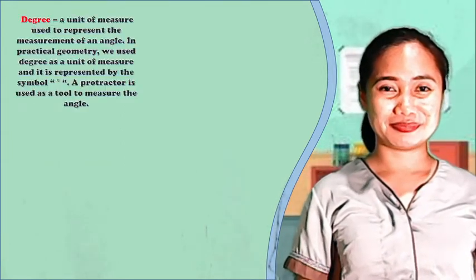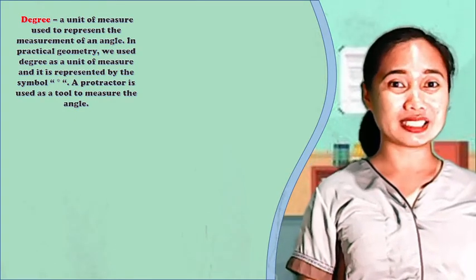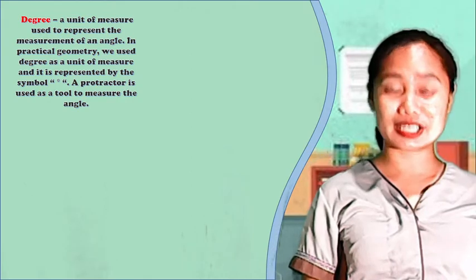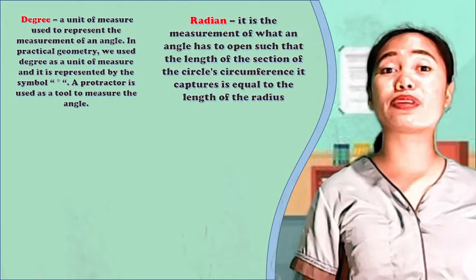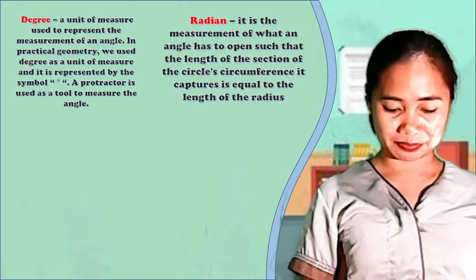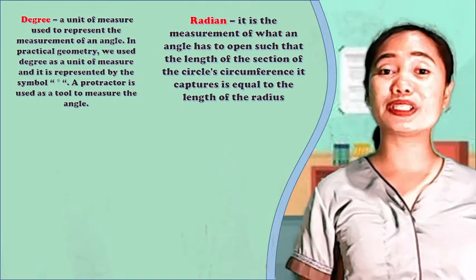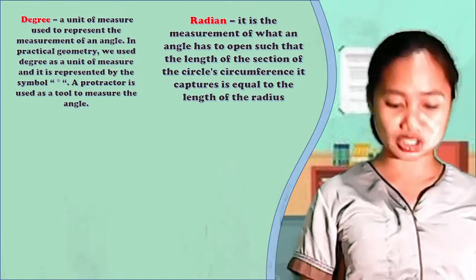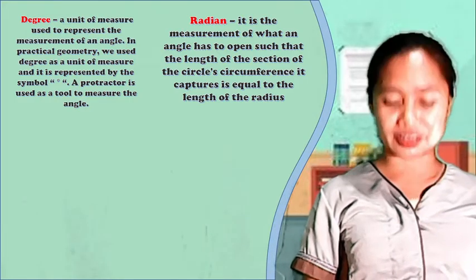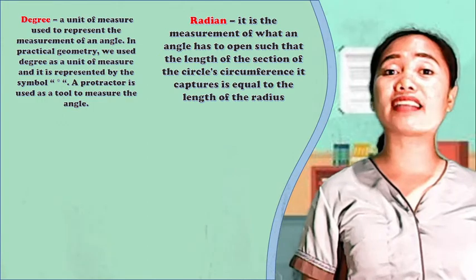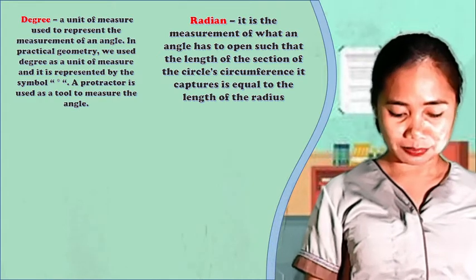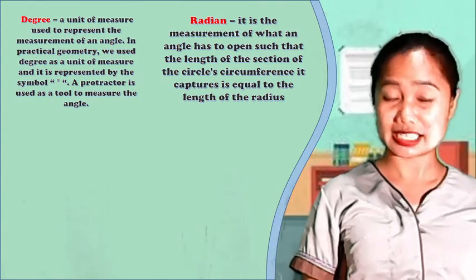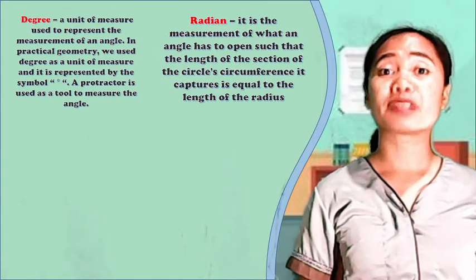Now let's have a summary of all the things that we have learned this time. First is, we know about degree. A degree measure is commonly used in geometry, while a radian measure is used in dealing with unit circles in trigonometry. A degree is defined as a unit of measure used to represent the measurement of an angle, while the radian is a measurement of how much an angle has to open, such that the length of the section of the circle's circumference it captures is equal to the length of the radius.